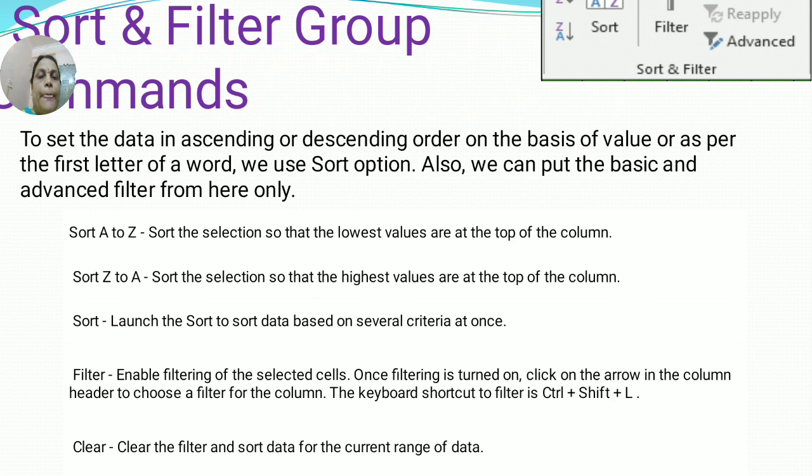Next command is the Filter command. Enable filtering of the data. What is the meaning of filter? Filtering is nothing but displaying the common values, selecting the common things and unselecting the other things. Common things will be selected and uncommon things will be hidden away from the selection. This is about filter. In filter, common values will be selected and uncommon values will be hidden. So this command is used for enabling filtering of the selected data.